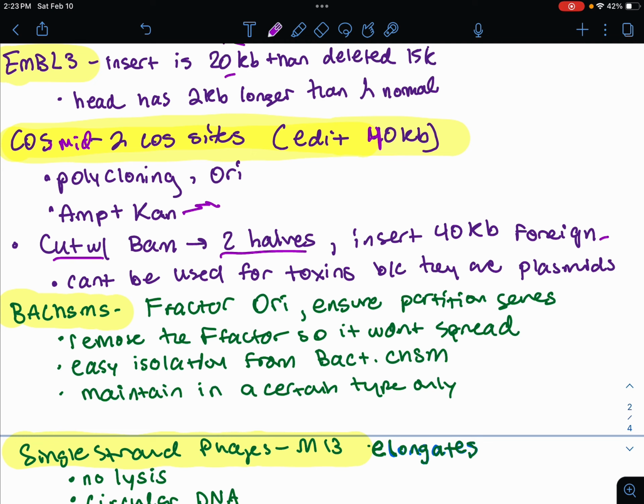They can't be used for proteins that are toxic to the E. coli host, so we can't use them for any products that might be toxic to E. coli. However, they are better than the lambda vectors for cloning genomic DNA of higher eukaryotes. This is because they can incorporate larger pieces of foreign DNA. Remember, this cosmid, it's 40 kilobases.